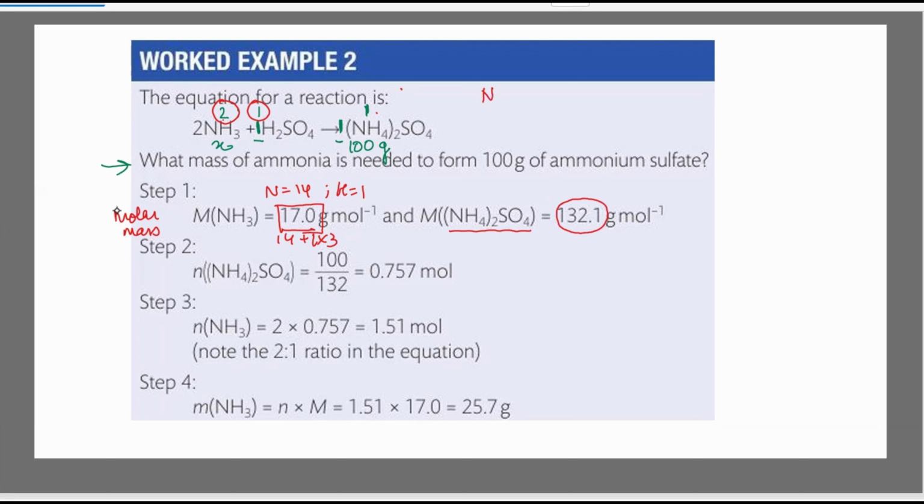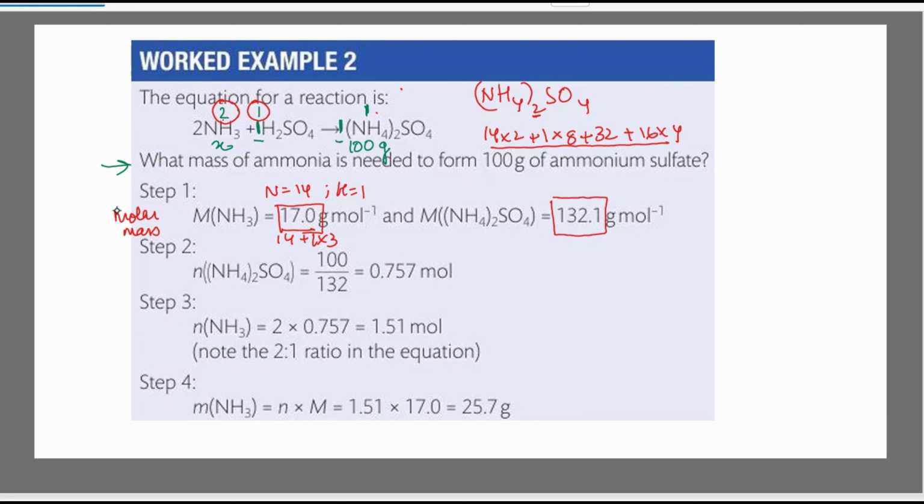Okay, so let's calculate for the ammonium sulfate. Nitrogen is 14 and we'll be multiplying it by 2 because the 2 is outside the bracket. Hydrogen is 1 times 4 twos are 8. Added to sulfur, which is 32, added to 16 times 4. When you simplify this molar mass, we are going to get the answer, that's 132.1. So this is the molar mass of ammonium sulfate.